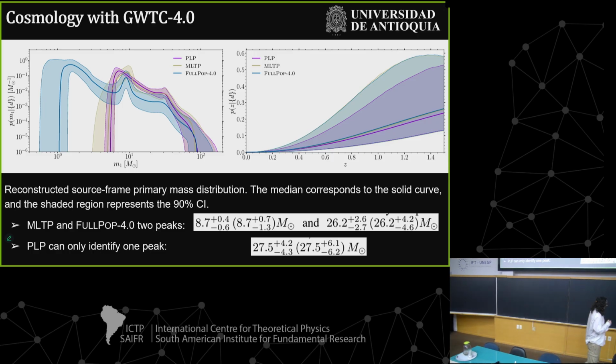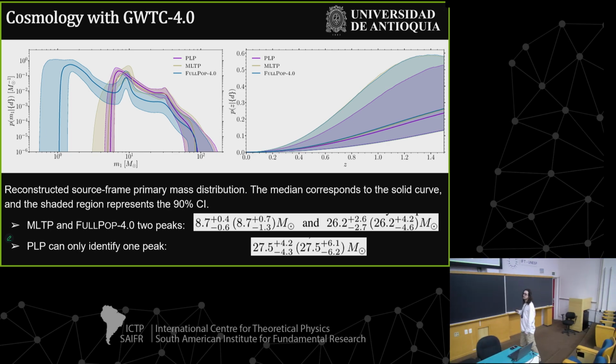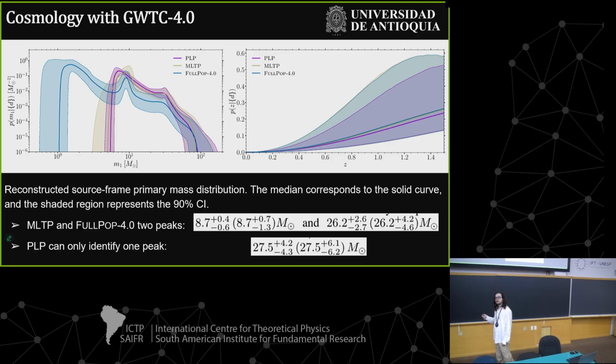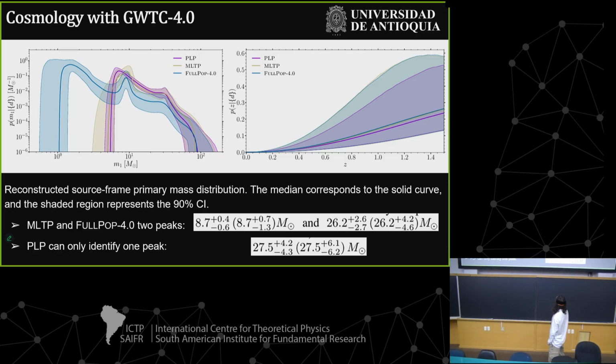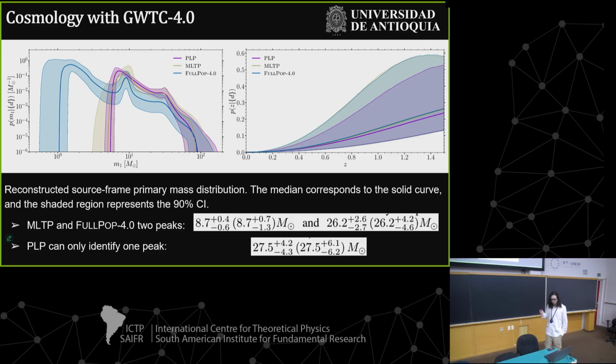Here is plotted the merger rate evolution that is obtained assuming different mass models. So basically these analyses were performed using different mass models, and these give you different constraints on the merger rate evolution. So for the power law plus peak, you have this magenta color. For the multi-peak, you have the yellow color, and for the full pop, you have the blue curve here.